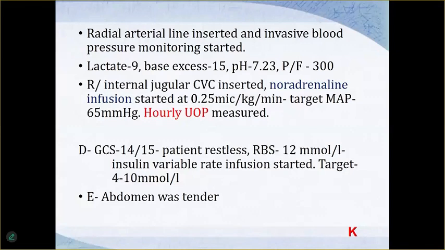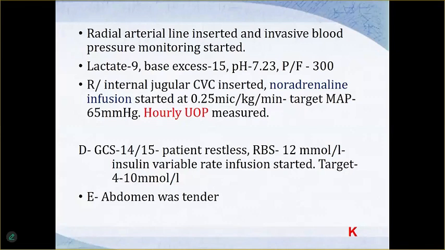His GCS is drowsy, 14 over 15, as well as he's restless. Random blood sugar 20, and then the insulin variable rate was started, targeted to 4 to 10. Abdomen was tender. Is your patient tender, Kaushika? When the abdomen is tender, I mean, we call you more for many reasons, but this is the time that you need to get involved, I believe.